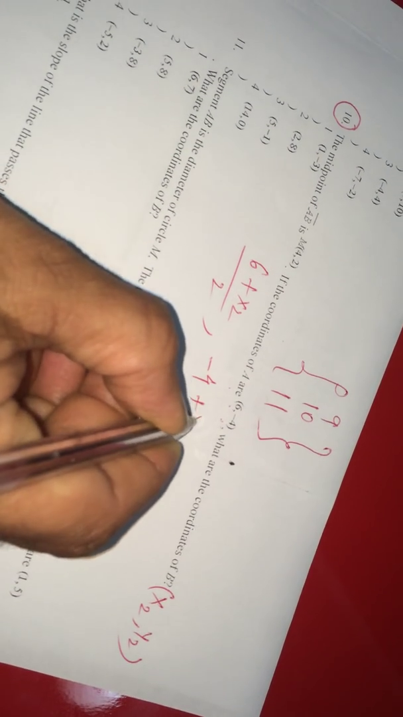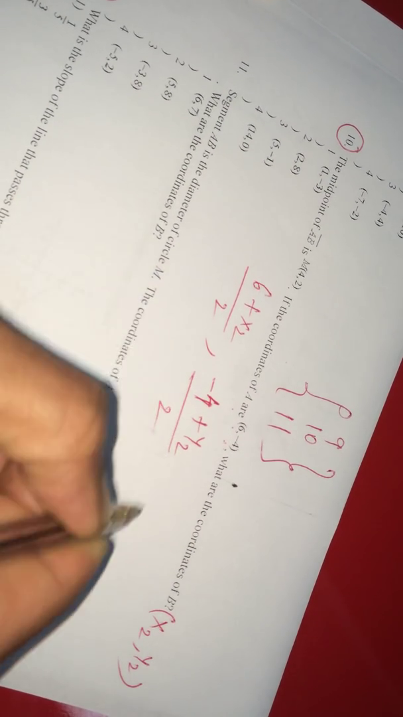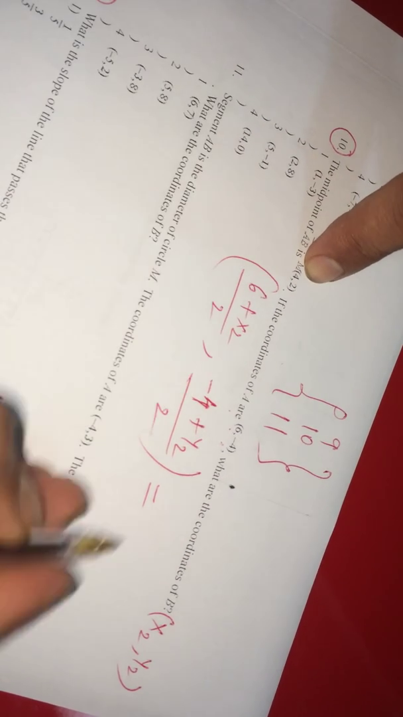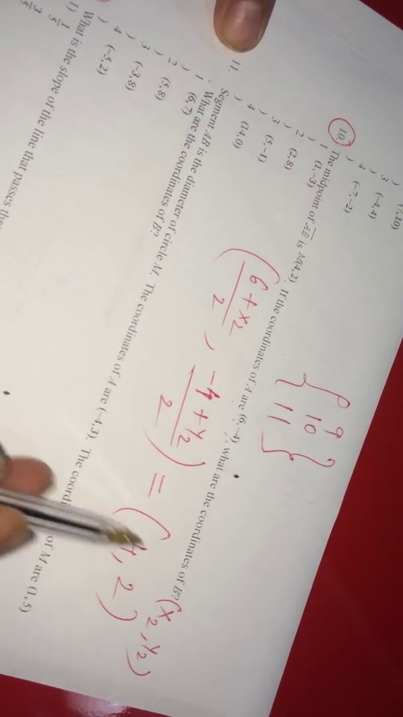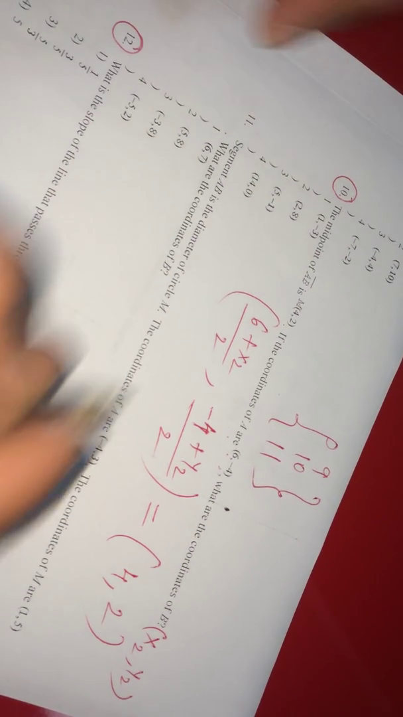Since we don't know the coordinates of B, I am taking B as x2, y2. Then I am finding the midpoint of AB. So x1, which is 6, plus x2 which we don't know, over 2, and y1 is -4 plus y2 over 2. These are the coordinates of the midpoint, and they are given as (4, 2). So you write like this. The x coordinate of this midpoint is equal to 4, since both represent the same midpoint.